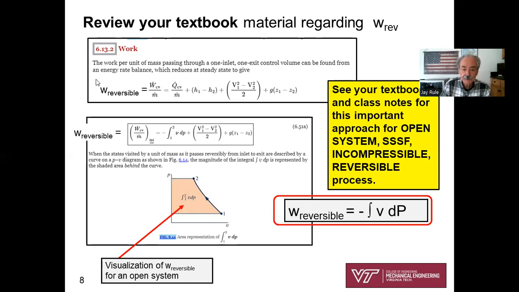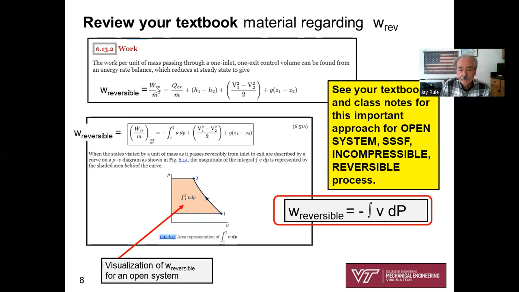Textbook review. I'm going to try to chase you back to section 6.13. Chapter 6 had to do with calculating entropy changes and also analyzing reversible processes. Notice here, this is a statement of the first law. What we're going to try to do is introduce the idea of reversible work, W dot over M dot, and that's going to be equal, based on the first law, to Q dot divided by M dot plus H1 minus H2, plus or minus the change in kinetic energy, plus or minus the change in potential energy.